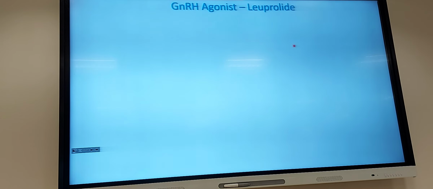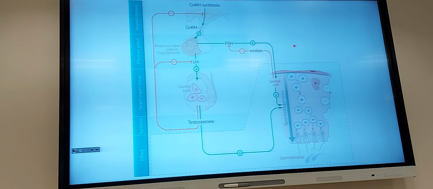So let's talk about the first drug, GnRH agonist. You know what GnRH does? GnRH stimulates the pituitary gonadotrophic cells, gonadotrophs, to produce LH and FSH. LH stimulates the Leydig cells to produce testosterone. FSH stimulates Sertoli cells for spermatogenesis, and there is also a role of testosterone. So you want to reduce the production of LH from the pituitary.